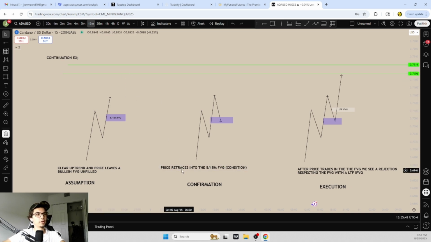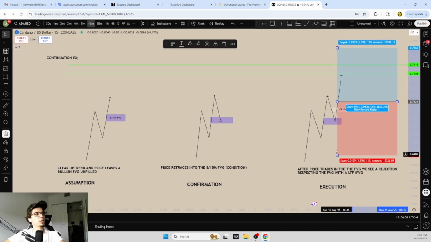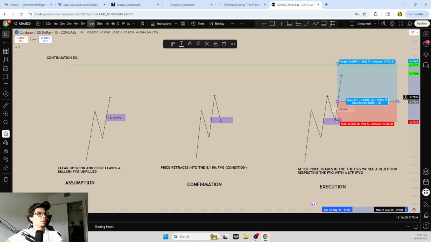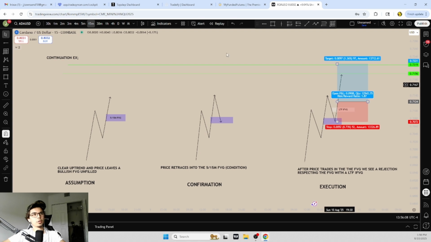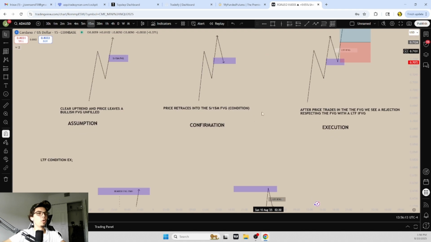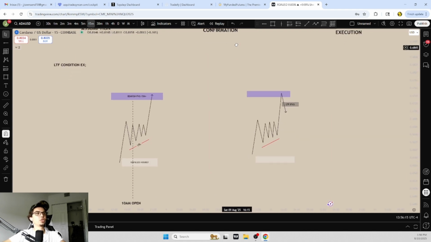So what do we get? Price retraces into the 5/15-minute fair value gap, which is our condition, right? We assumed it might come down here, and if it does, which it did, we got confirmation, came into our condition, and then what do we see out of it? Well, we see a lower time frame inversion out of it. So on our continuation models, I'm going to long it, stops at the lows inside the fair value gap, and take profit to whatever is up here, right? Whatever draws on liquidity are up here. Pretty simple. Let's move on down to our lower time frame condition example, right?